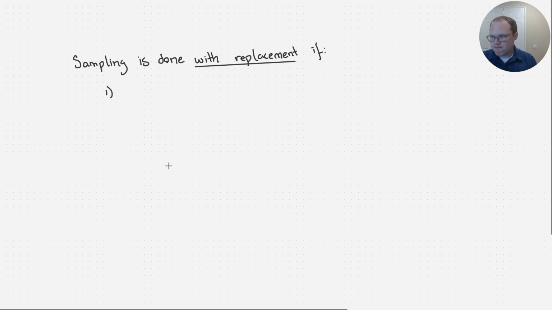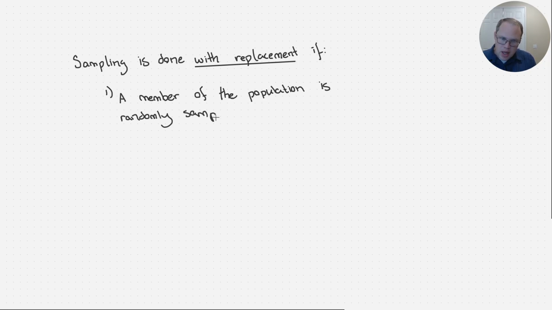So first, you select a member of the population randomly. A member of the population is randomly sampled. And then part two is the critical step. Part two is you put the member of the population you picked, you replace them in the population.